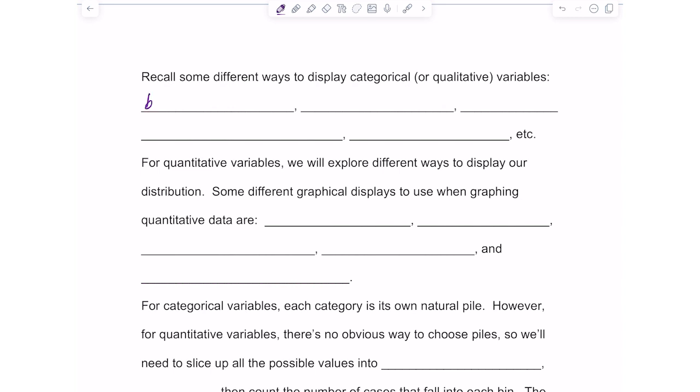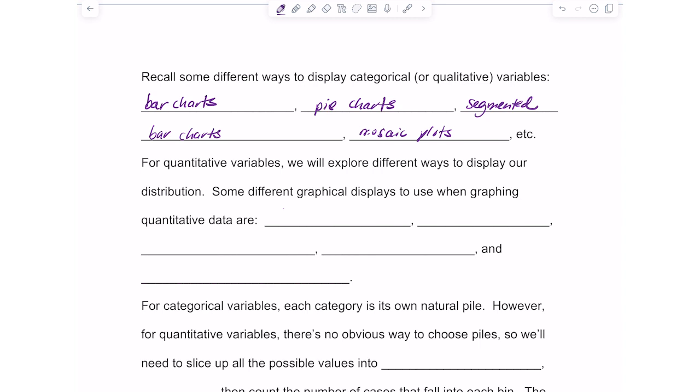First, we had bar charts. And then we talked about pie charts, segmented bar charts, and mosaic plots. We also looked at side-by-side bar charts and side-by-side pie charts, which we can use when we have two categorical variables. For quantitative variables, we're going to look at different ways to display our distribution.